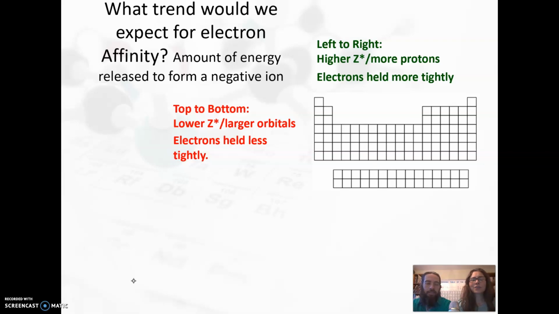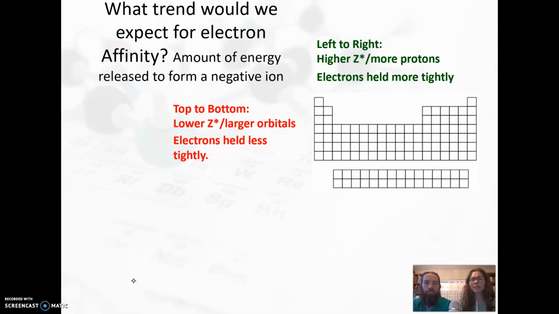All right, so electron affinity. Electron affinity is the amount of energy that's released to form a negative ion. And this can be thought of as how easy or how much pull it has to attract an electron to make a negative ion. So how strong it is. So since energy is released, this electron affinity is actually a negative number. So an increased electron affinity is actually a larger negative number, but it also trends with Z star.